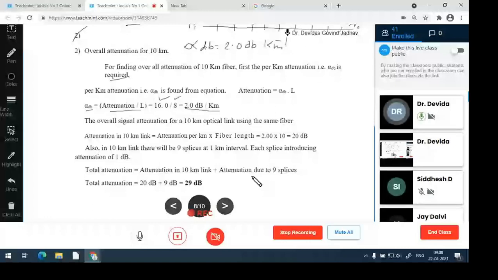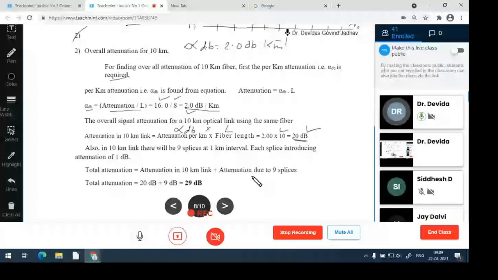The overall signal attenuation for 10 kilometer of the same optical fiber, we'll calculate. The attenuation in 10 kilometer length is how much? Attenuation per kilometer multiplied by fiber length. Okay. Alpha dB multiplied by L, and this is 2 multiplied by 10. This is alpha dB, 2 dB per kilometer, and so it comes out as 20 dB. So 20 dB is attenuation in 10 kilometer length due to fiber.